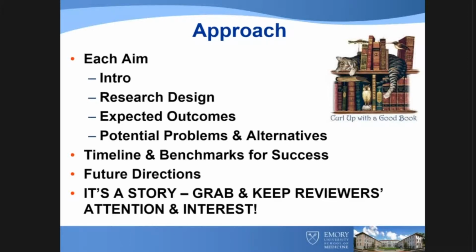And think of this as a good book, as a story. You want to grab the reviewer's attention and keep it. You want each aim to logically flow from one to the next. A killer review is going to say, if aim 1 fails, the rest of the grant is shot. Or aim 3 really is not connected in the least to aims 1 and 2. Let's cut aim 3. I would fund this, but let's remove 2 years because they don't need aim 3.